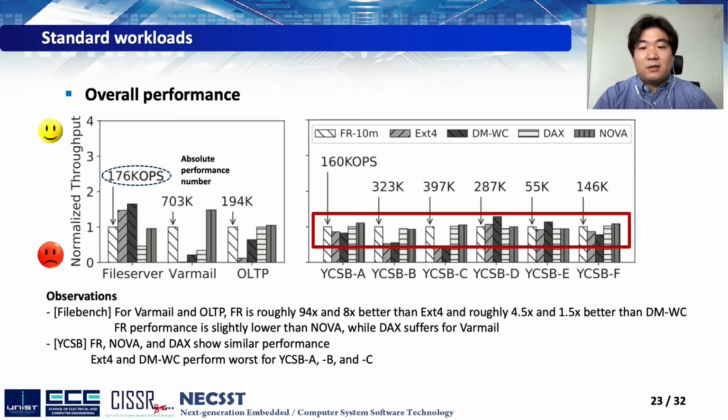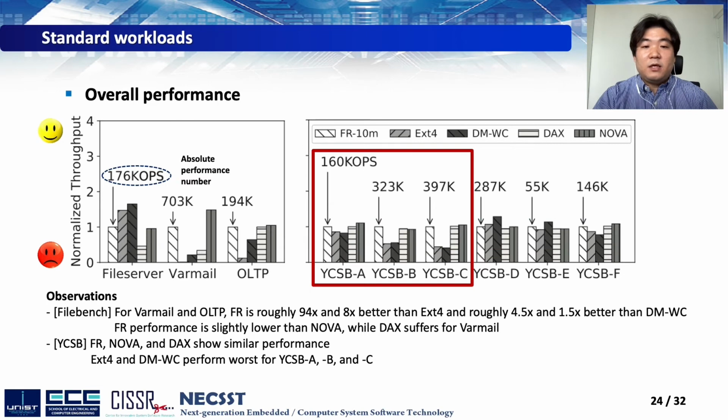The following are the YCSB workloads. FR and PM-aware file systems show similar performance. ext4 and DMWC show poor performance in A, B, and C workloads. We emphasize that neither ext4 nor DMWC guarantee in-order semantics.